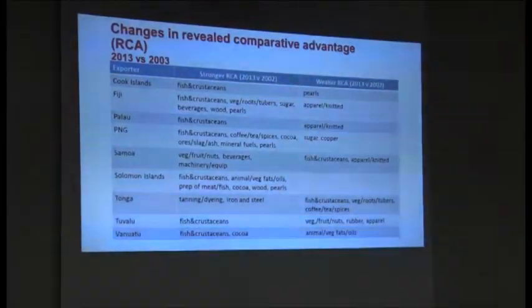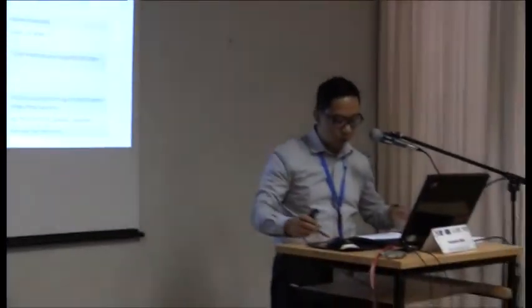Now, here we show changes in Revealed Comparative Advantage, or RCA. So with RCA, it's an indication of whether a particular Pacific economy has a comparative advantage. So very simply, whether or not there is incentive for a Pacific economy to focus on this product. If you look at table 2 and table 3, all these commodities are commodities where these specific economies have RCA. So RCA is greater than 1.